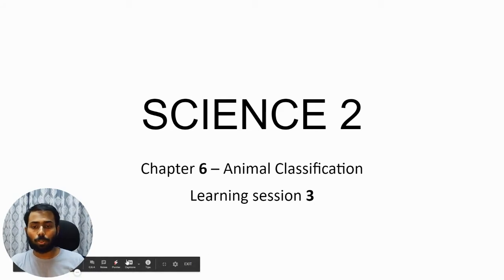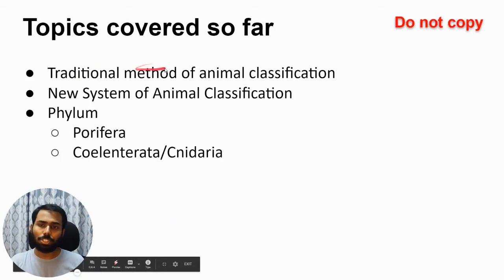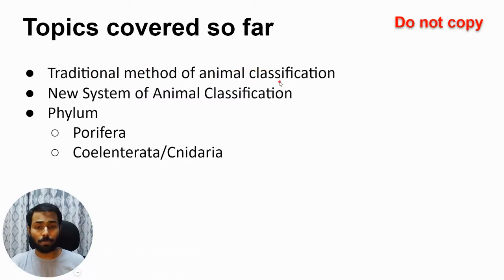Okay, so far, what all have we seen? We have seen the traditional method of animal classification. It was based on presence or absence of notochord. If the notochord is present, you will call it a chordate. If the notochord is absent, then you will call it a non-chordate. Then we saw the new system of animal classification. Okay, so what are the different criteria in the new system?